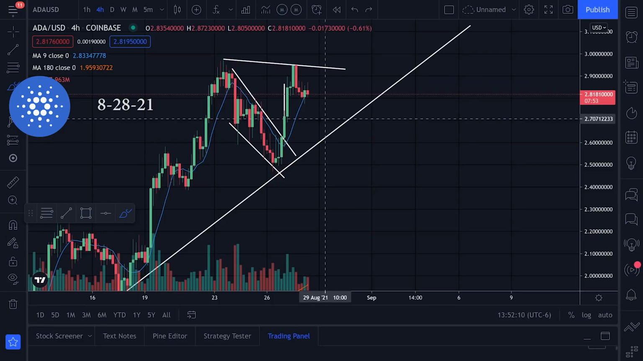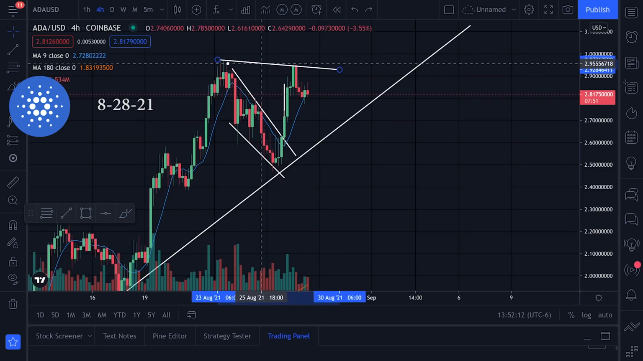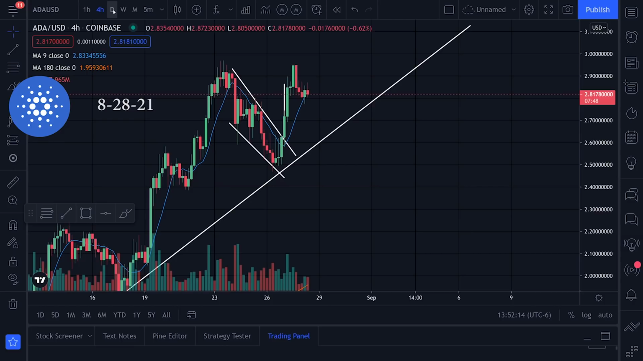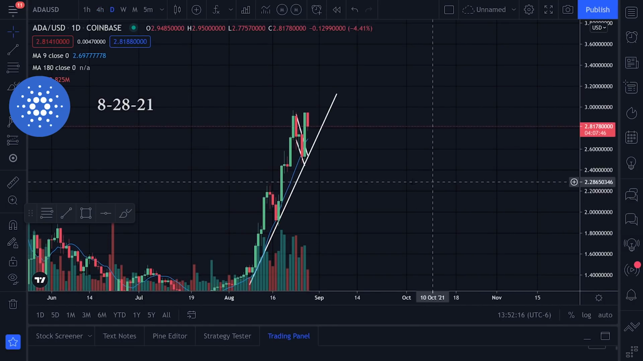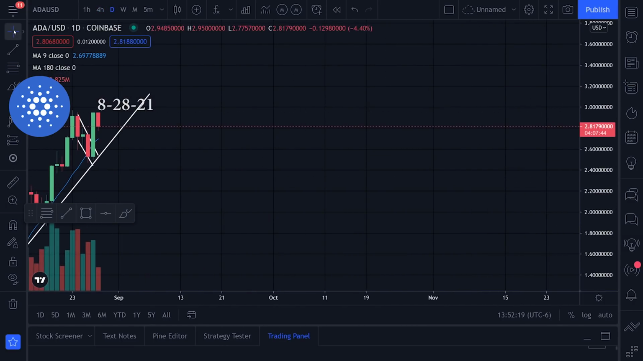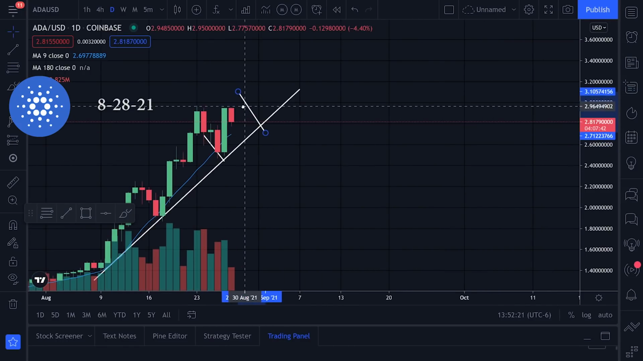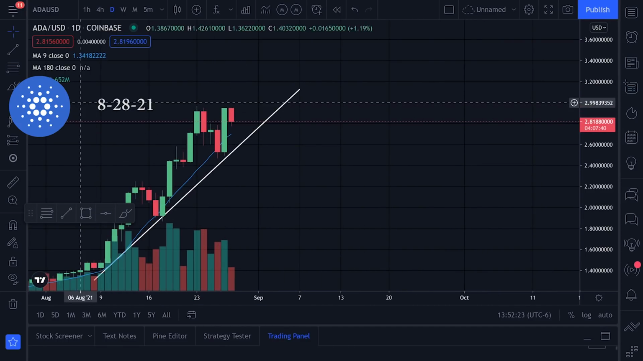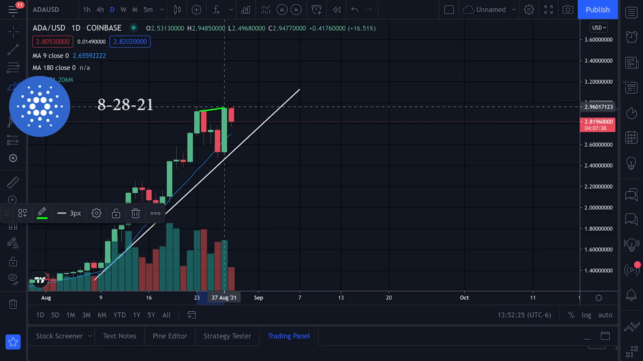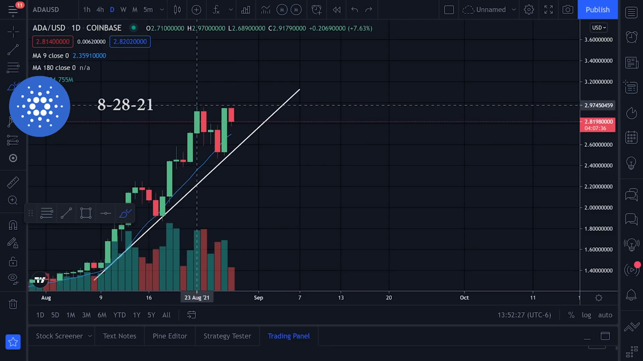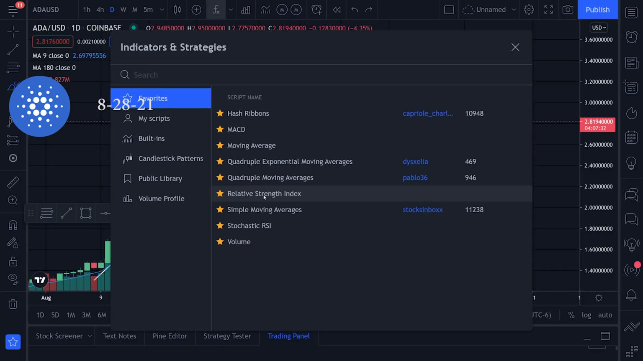So, which is kind of interesting when we're looking at that bearish divergence. Let's take a look at that. Because if we go to like the daily time frame, see the bodies on the daily time frame, if we take these lines right here, the bodies are trending up still, but there's a wick right there. So I don't know. Let's take a look at this relative strength index.